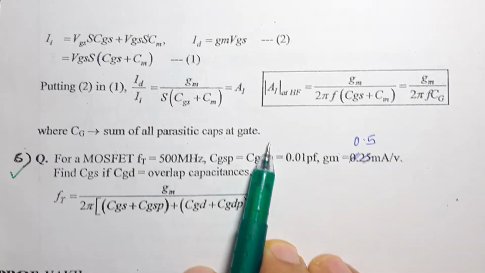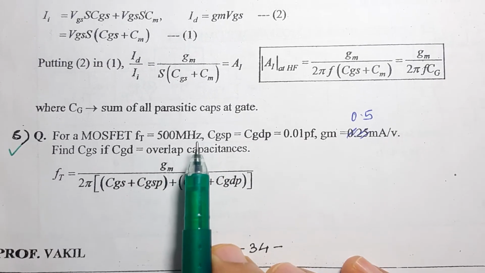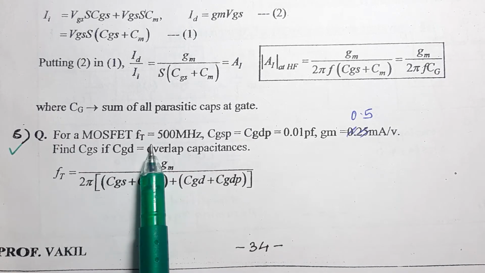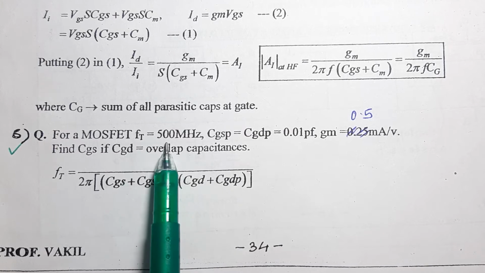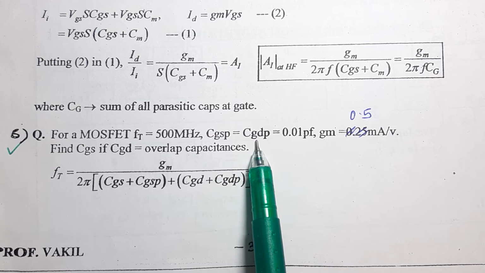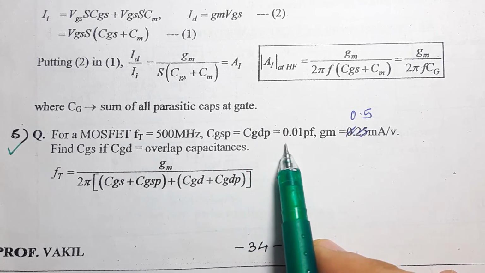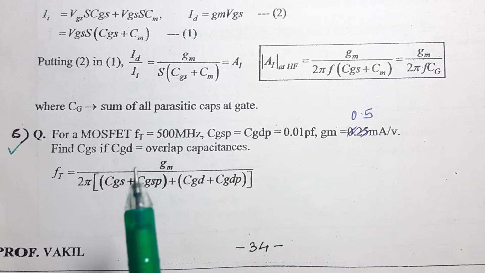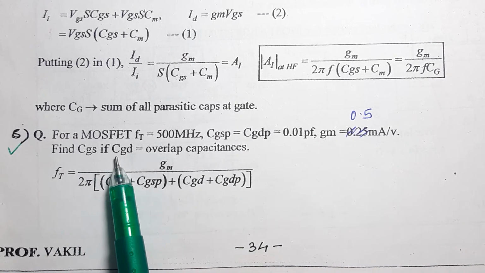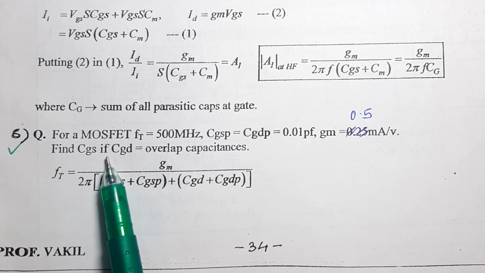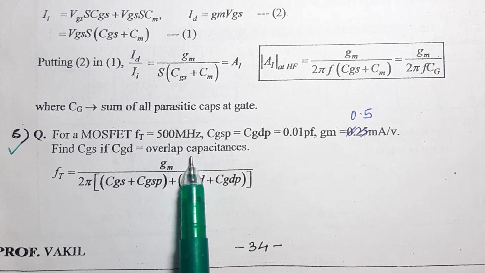Now we will solve some numericals related to this so that it becomes easier for us to understand. For a MOSFET, fT is given as 500 megahertz. Your Cgsp is equal to Cgdp, which is equal to 0.01 picofarad. Your gm is given as 0.5 milliamps per volt. Find Cgs if Cgd is equal to your overlap capacitances.